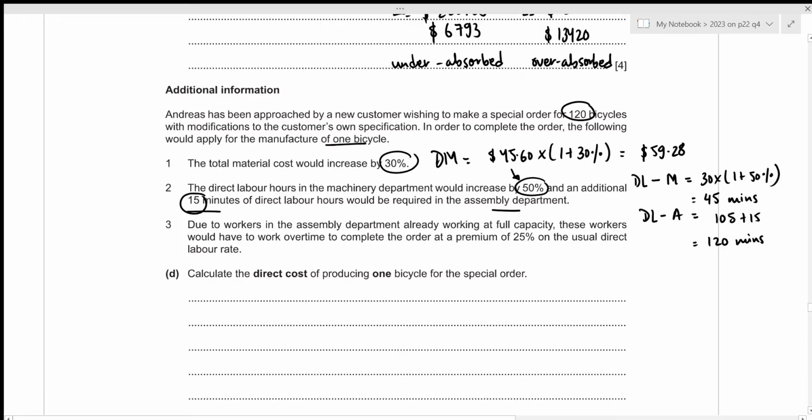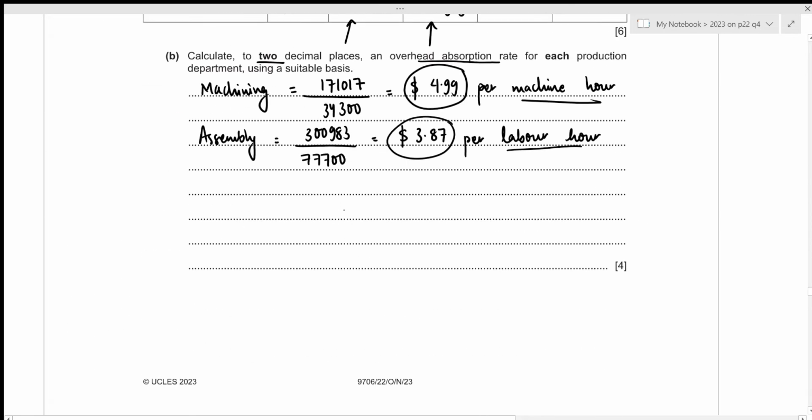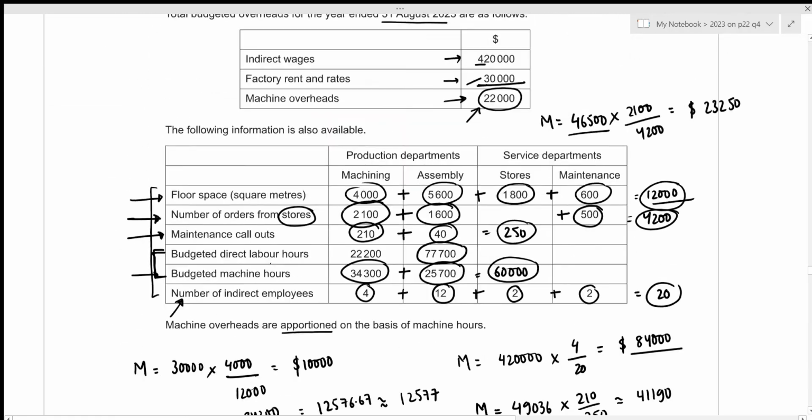Now, due to workers in the assembly department already working at full capacity, these workers would have to work overtime to complete the order at a premium of 25% on the usual direct labor rate. So we have to provide additional labor rate towards the workers working in our assembly department. So we need to increase our rate by 25% in this case.